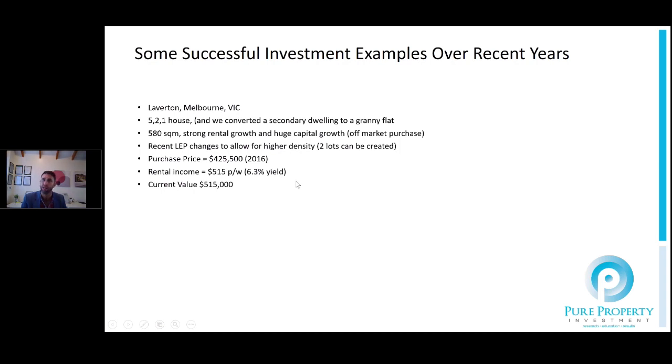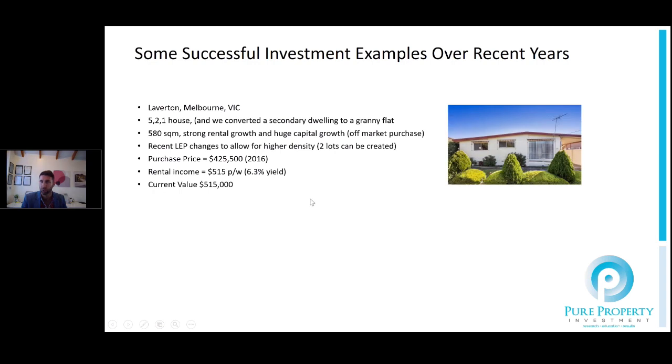So again, a good tidy yield, and probably one of the better yields we've achieved in Melbourne. Current value is $515,000 around about a year later, so we're talking $80,000 to $90,000 in equity found. And I think part of that again was due to the fact it was an off-market purchase. We bought it below market value at that time. It really was quite a strong market, and it's gone through some more strong growth. I think that's probably past its prime.